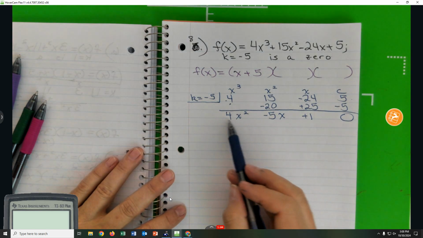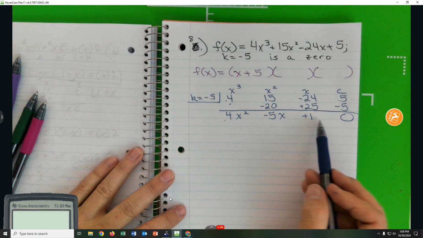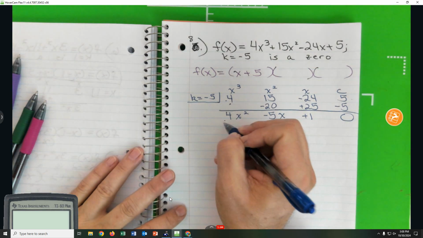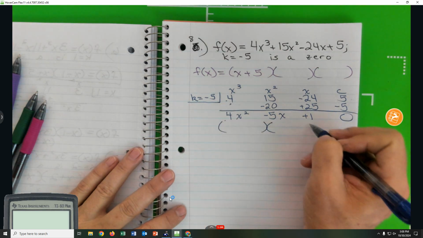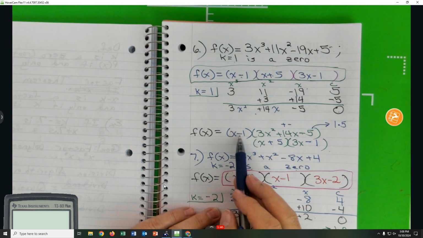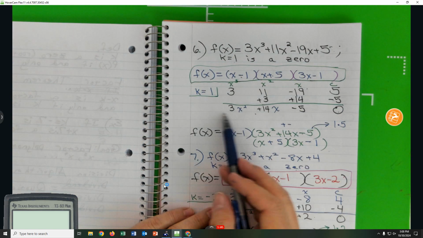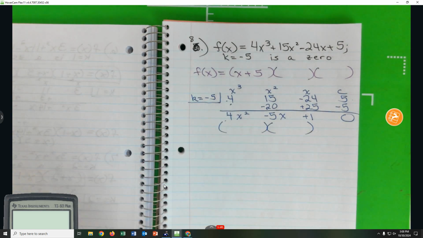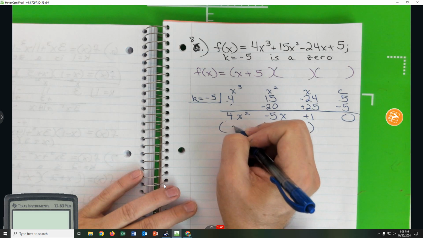X squared. So we need to factor 4x squared minus 5x plus 1. Let's see, I'll write my two sets of parentheses. I'll make it a little shorter. You'll notice I'm not writing it out like that. I'm just saying let's factor that trinomial. Oh, well, I know we're going to need an x and an x.